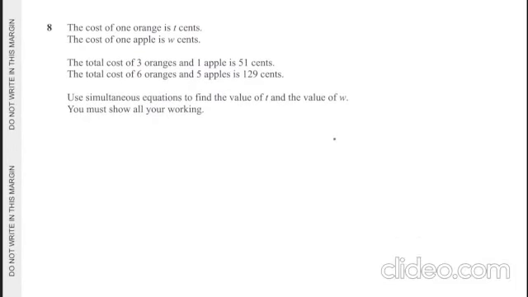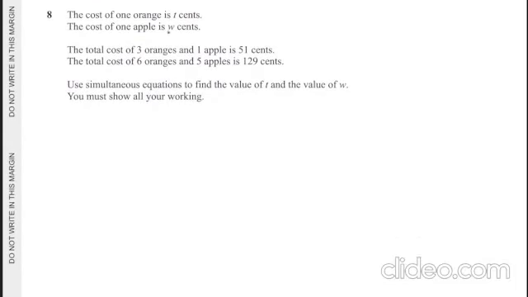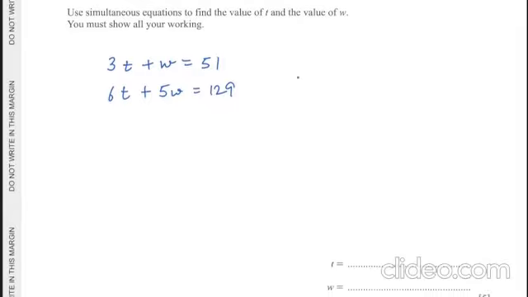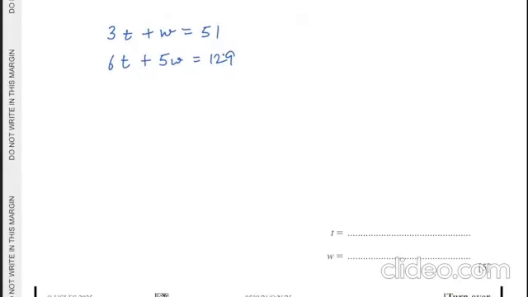The cost of one orange is T cents, cost of one apple is W cents, total cost of three oranges. So three oranges is 3T, and one apple is W, is equal to 51. Cost of six oranges, so 6T, and five apples, so 5W, that is equal to 129. So these are the simultaneous equations. We have to solve it for T and W. So this is equation 1, this is equation 2.